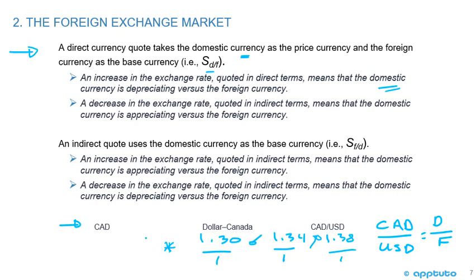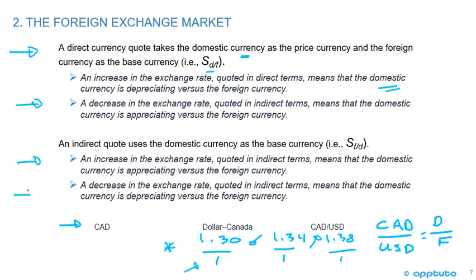So often when you're reading through this FX stuff, if you're just reading the rules, it can be a little bit confusing, but if you put it into your numerator and denominator, and remember that the denominator is only 1, and then you're saying, oh, am I getting more of the domestic currency, or am I getting less of the domestic currency, which is becoming more expensive or less expensive, and then appreciating or depreciating, okay? And that's the way to do it. So the indirect quote is going to use the domestic currency as the base. So it's just the reverse then: an increase in the exchange rate quoted in indirect terms means that the domestic currency is appreciating.